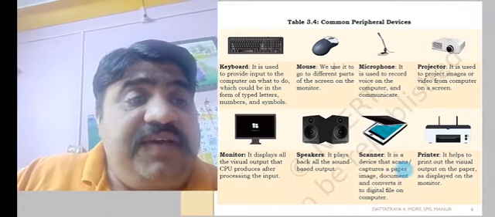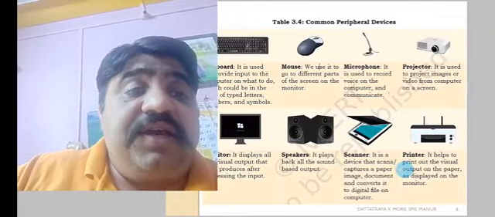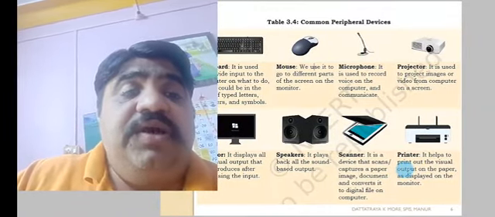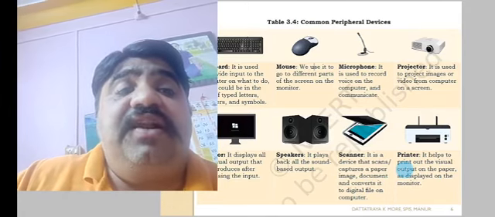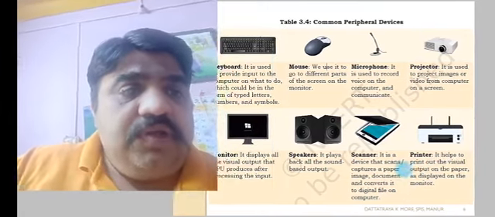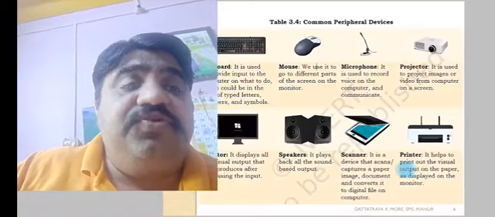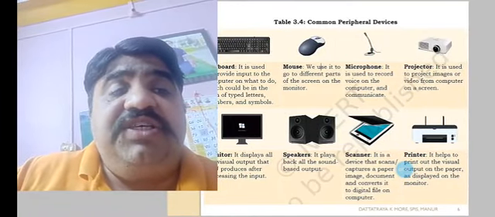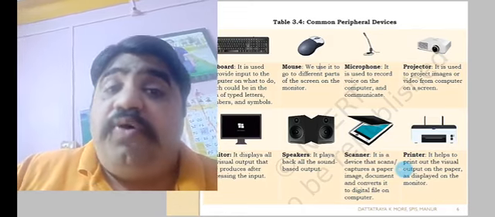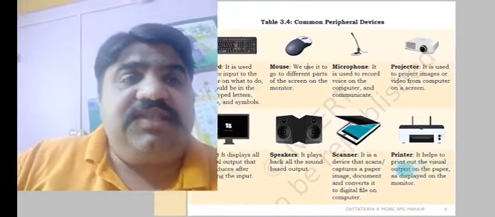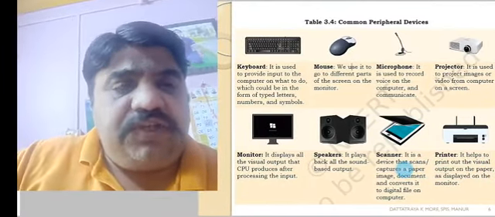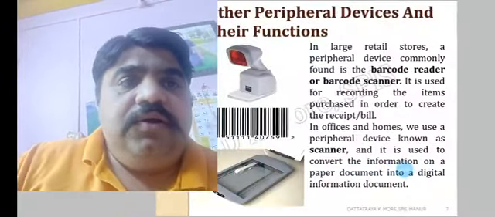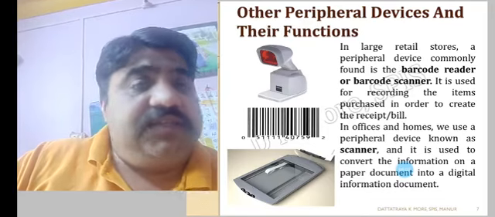Scanner, it is a device that scans and captures a paper, image or document and converts it into a digital file on a computer. Then printer, it helps to print out on paper the visual output which is displayed on the monitor. So these are some common peripheral devices which we often use. Let us move ahead. Other peripheral devices and their functions.